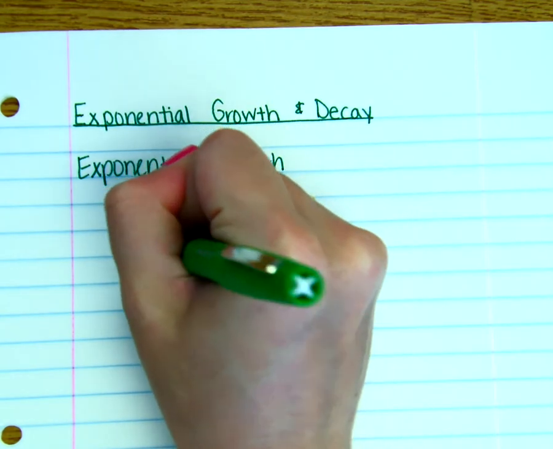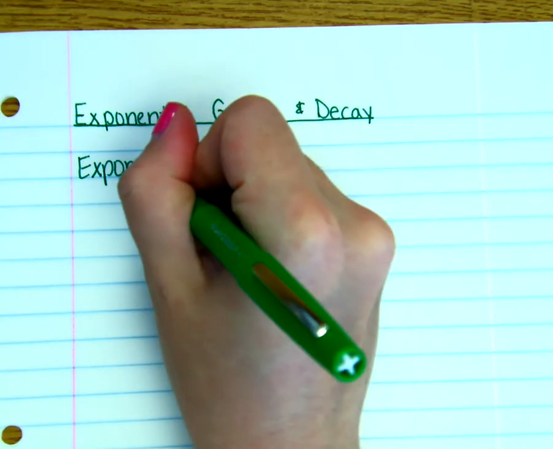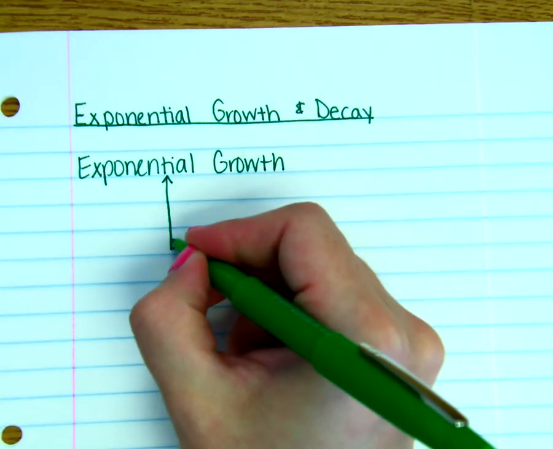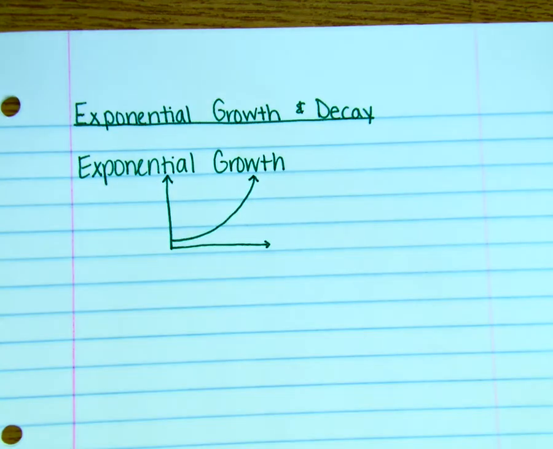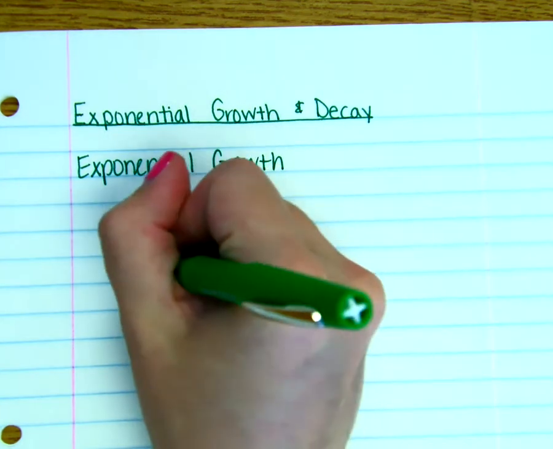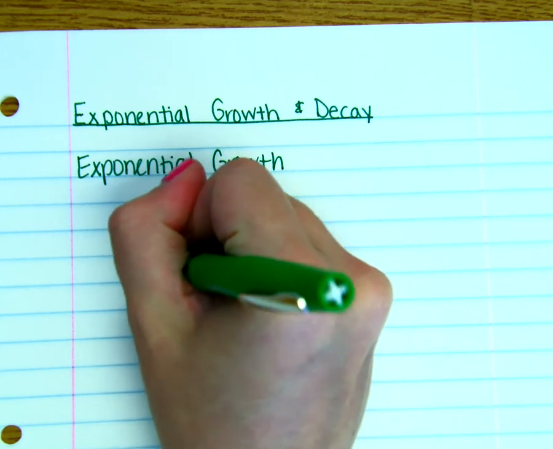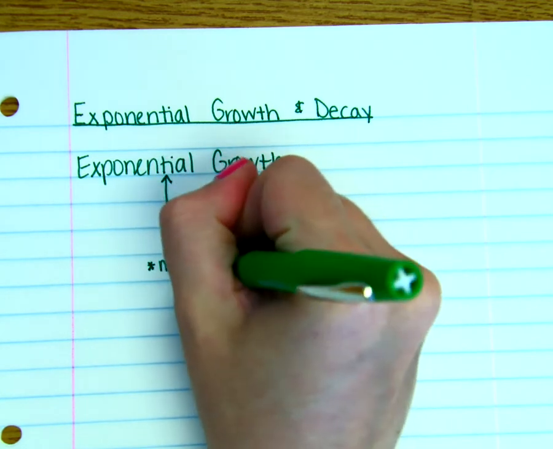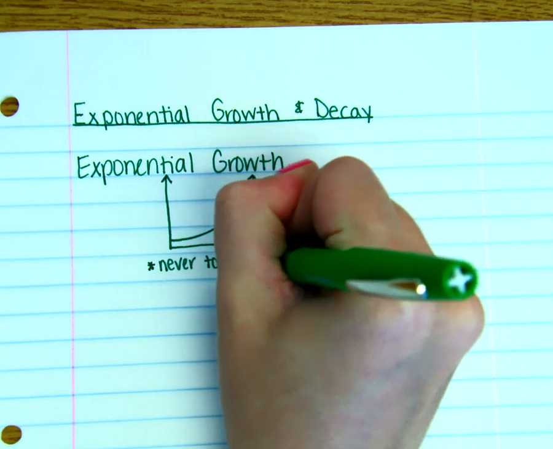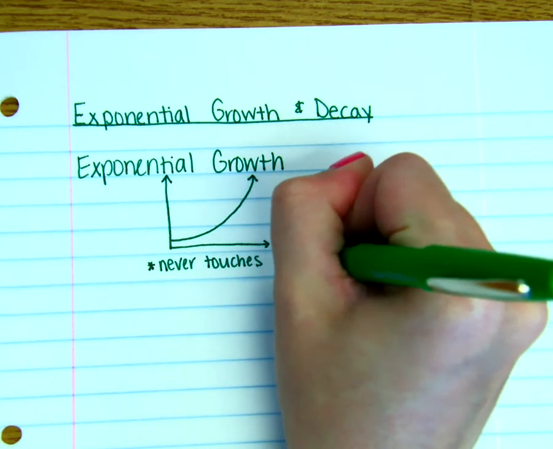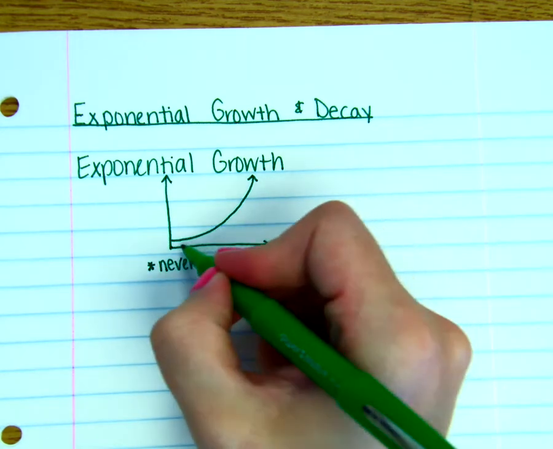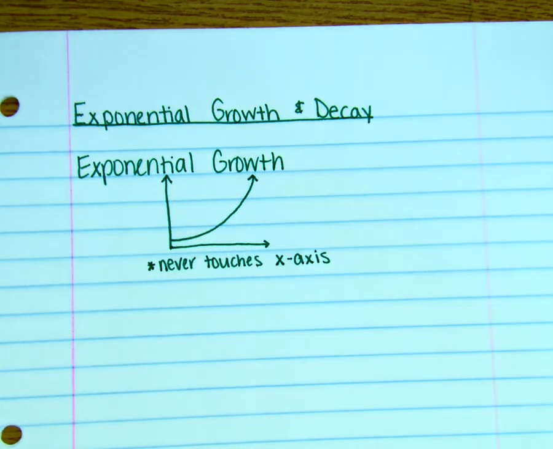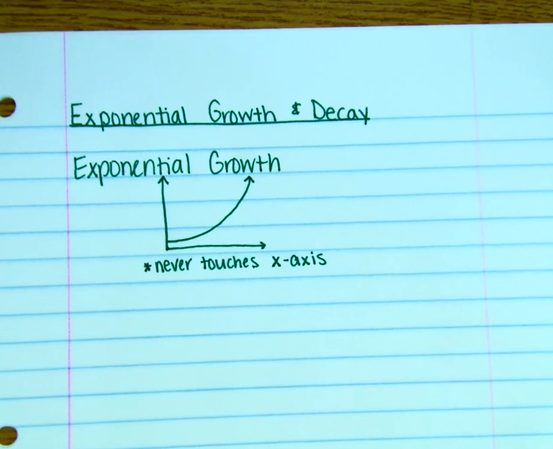The graph of an exponential growth function looks like this, where it starts somewhere above 0 and quickly goes up, kind of to the sky. Big thing we need to say here is it never touches the x-axis. So when you draw this graph, you never want it to start down here in the corner. It never starts at the x-axis. It always starts a little bit above the x-axis.